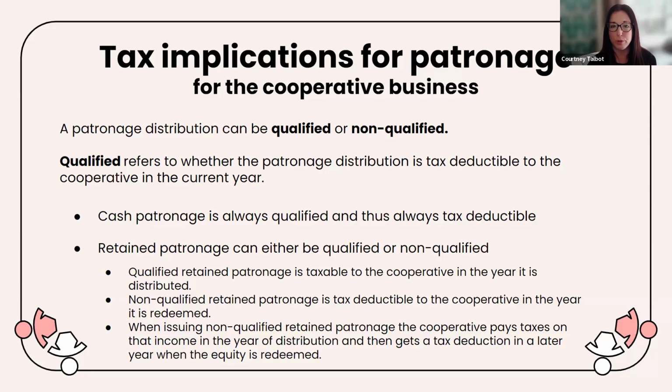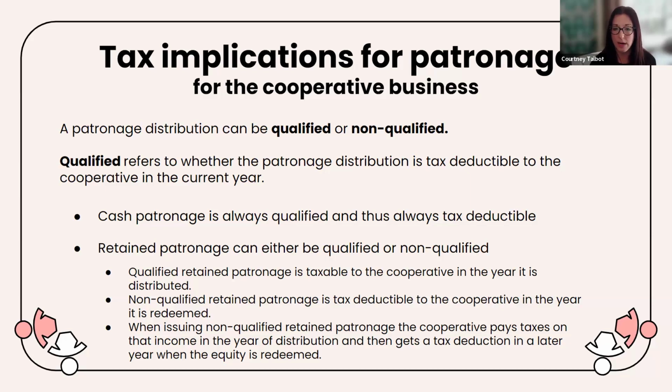So a patronage distribution can be qualified or non-qualified. Essentially, qualified refers to whether the patronage distribution is tax deductible to the cooperative in the current year or not. That's the main point. So, a couple things. Cash patronage is always considered qualified and is always tax deductible to the cooperative. So that's in the cooperative's benefit.